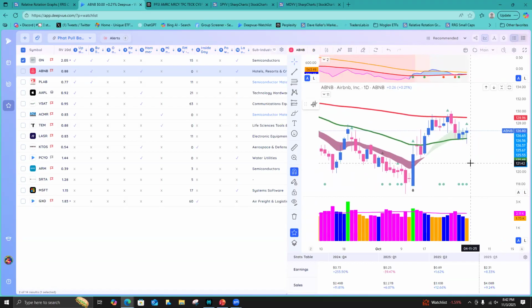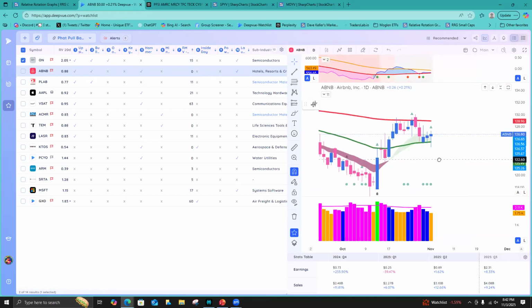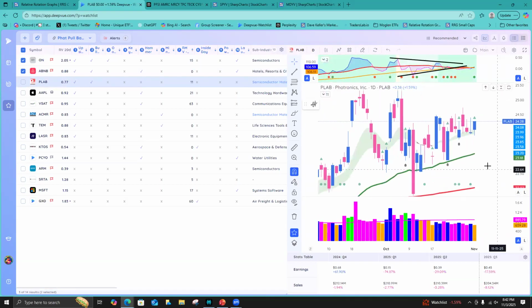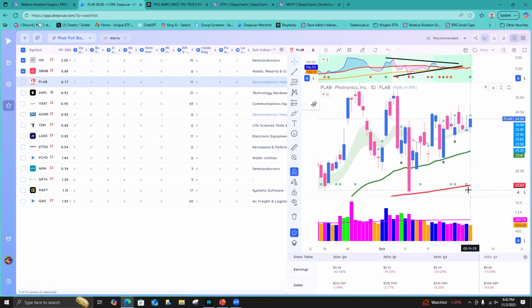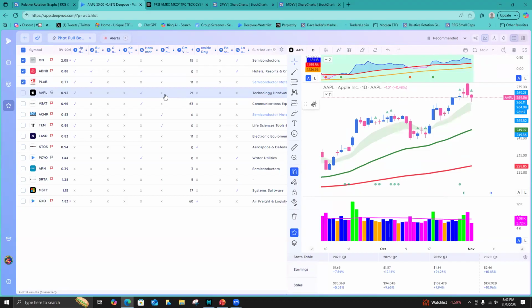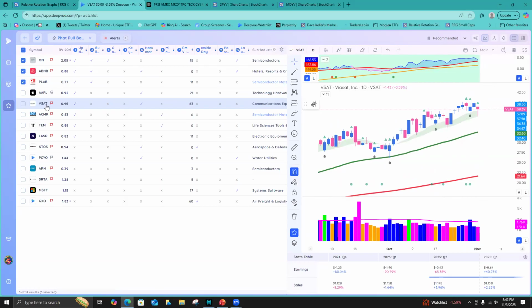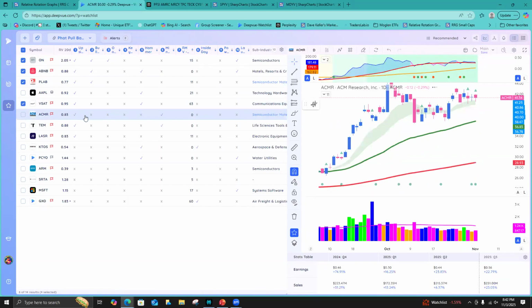Airbnb, I hate Airbnb, but honestly, that's a good low volume pullback. Same thing, I don't know when the earnings is. Let's check it. PLAB, yeah, PLAB looking good. Nice low volume pullback. Could be tighter on the RMV, but looking good right there. Getting tight. Apple, already got it. VSAT, I think we had it on there because of the measured move. Can't remember, but it's a little loose on the RMV there.